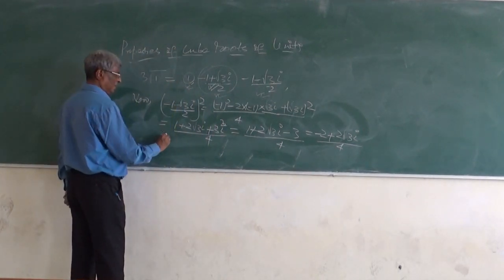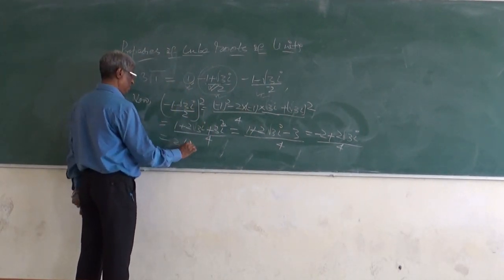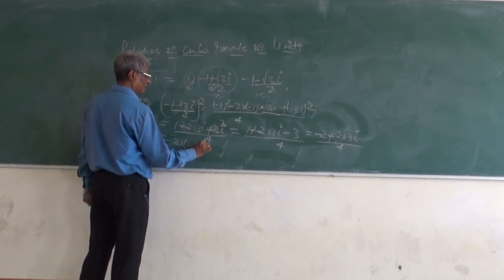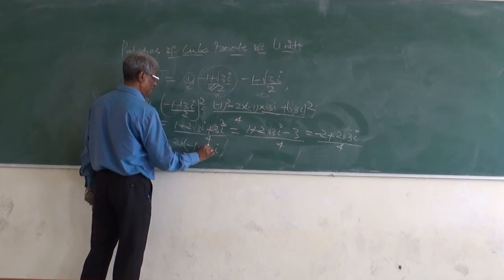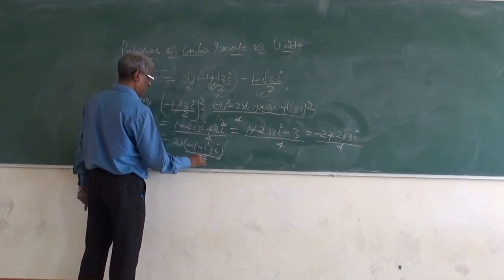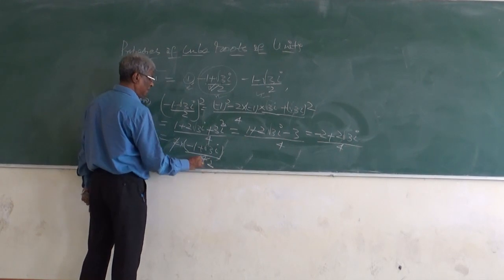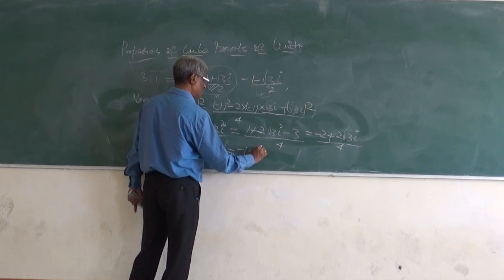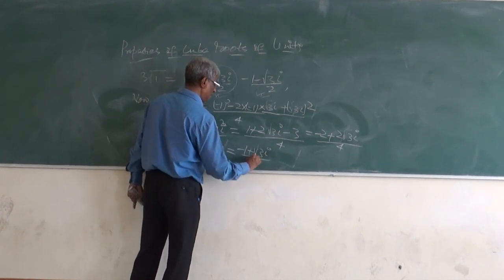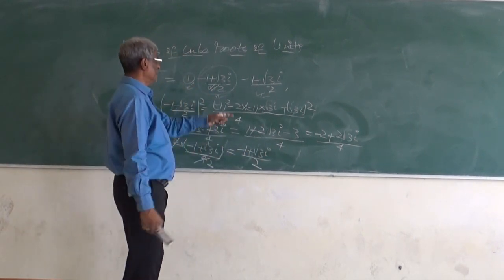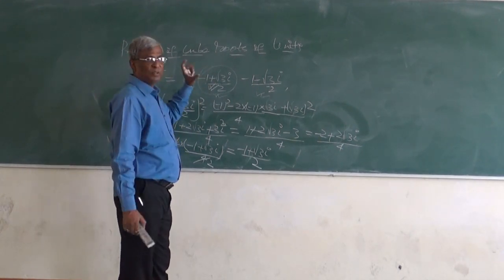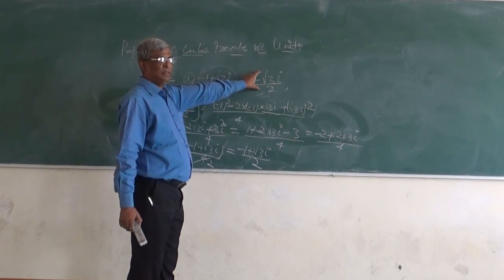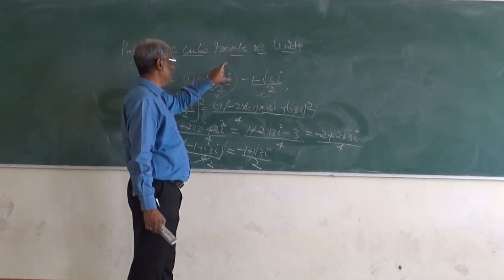Again, you can take 2 common from the numerator, and this will give you minus 1 plus root 3 iota divided by 4. This 2 will cancel this, and then you can find minus 1 plus root 3 iota divided by 2. So what have you observed? You have observed that if you are squaring this, then you are finding this, and if you are squaring this, then you are finding this.